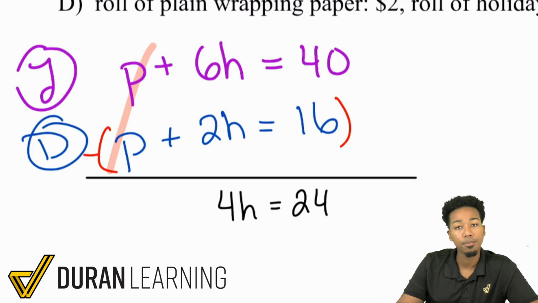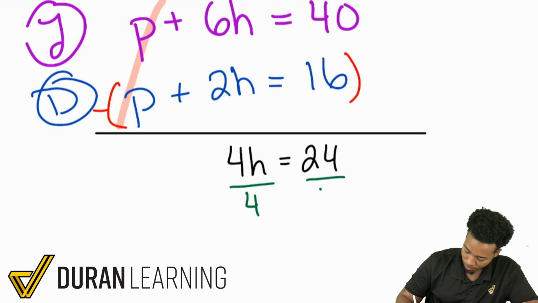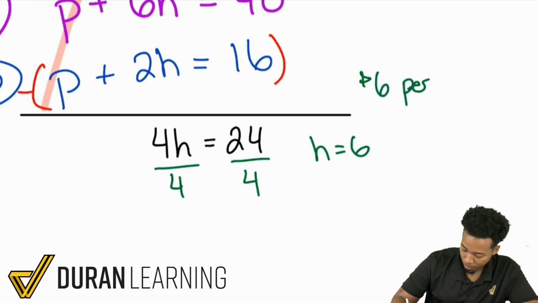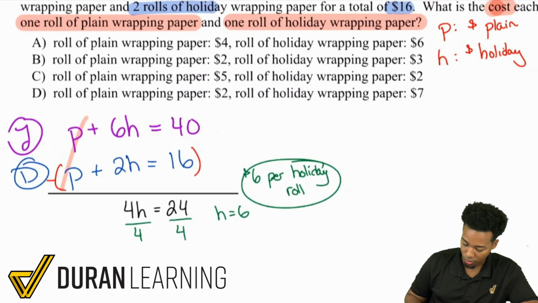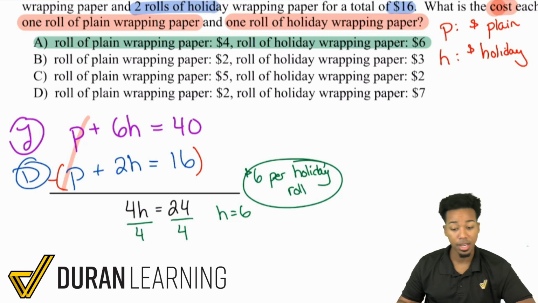All right, from there, we just have to solve for h here. So we'll divide both sides by 4, giving us h equals 6. So for the holiday, it's $6 per holiday roll. Do we see $6 for a holiday roll? Yep, I see that right here. Holiday wrapping paper, $6. Then 3, 2, and 7. No other answers have holiday wrapping paper 6, so I don't need to do the extra work. I have A as my final answer, and I'm good.